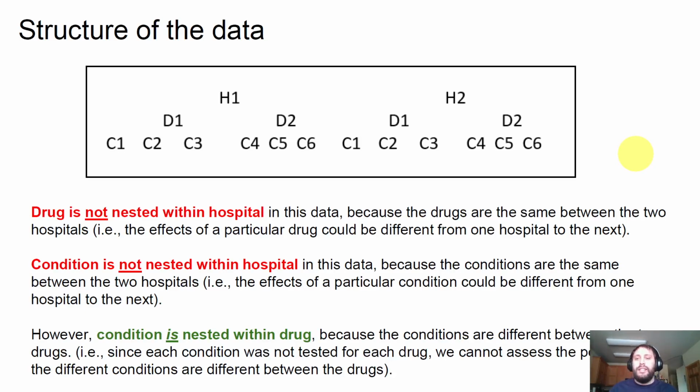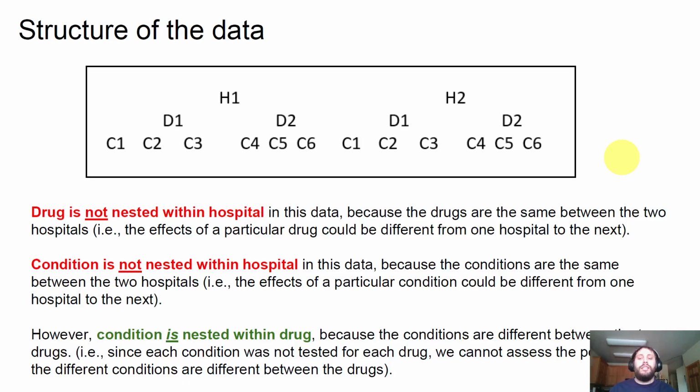So here we can see that drug is not nested within hospital because the drugs are the same between the two hospitals. As you can see, drug 1 and drug 2 exist within hospital 1. Drug 1 and drug 2 exist within hospital 2 as well. Next, condition is not nested within hospital in this data because the conditions are the same between the two hospitals. So we have C1 through 6 in hospital 1 and C1 through 6 in hospital 2. So drug is not nested within hospital. We can run an interaction between the two.